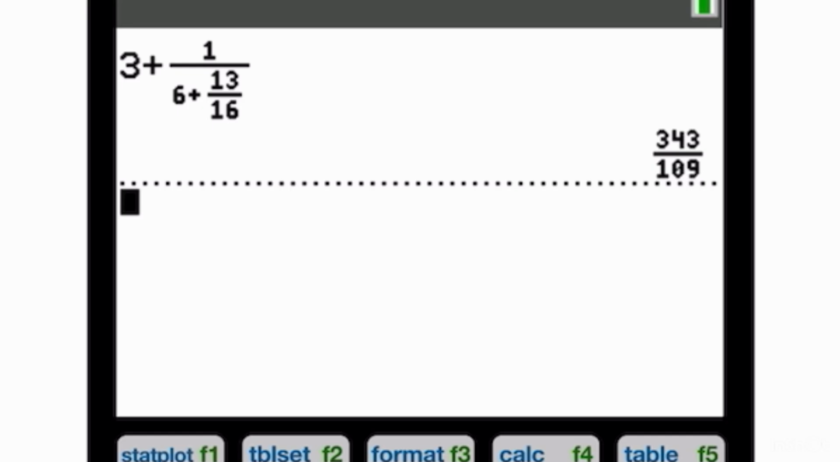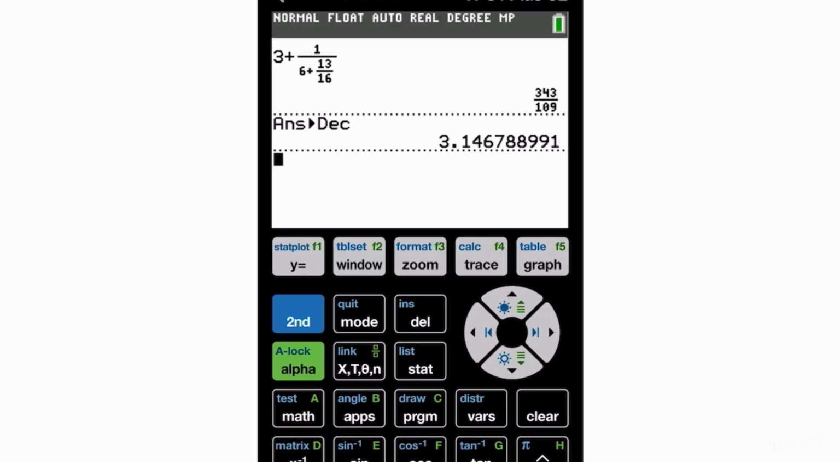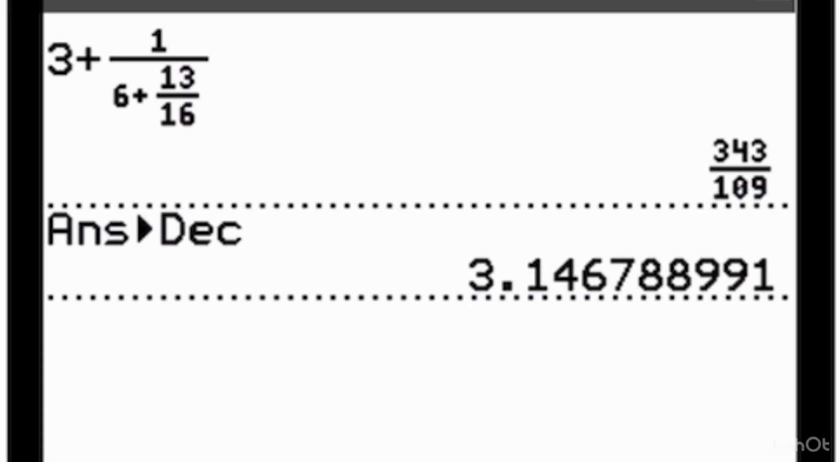That's an exact answer written as a fraction. However, I want this rounded to 4 decimal places. Go to math, decimal, press enter, and now you're going to be able to see all the decimal values. Well, not all of them, but you'll be able to see a lot of them. So we are going to keep 4 decimal places. That means the 1, the 4, the 6. Now the 7 is either going to stay 7 or become 8. You have to take a look next door at the 8.